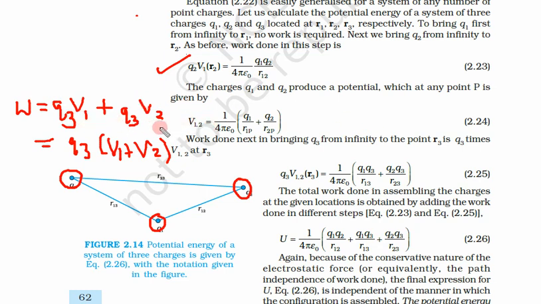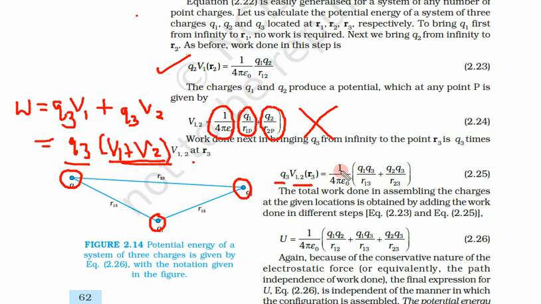They have done the same thing. They first calculated V1 plus V2, which is simply 1 upon 4 pi epsilon naught. Because of Q1, Q1 upon R1P, let us say they have considered any point P, and due to Q2, Q2 upon R2P. Actually they are making things a little bit complicated. You just leave this step and do it like this: this is Q3 times V12, that means V1 plus V2.